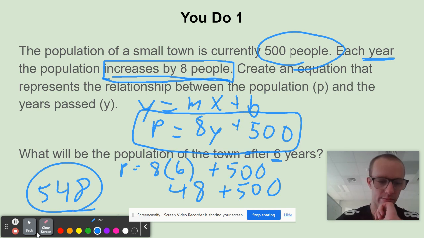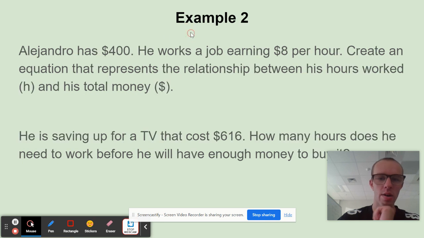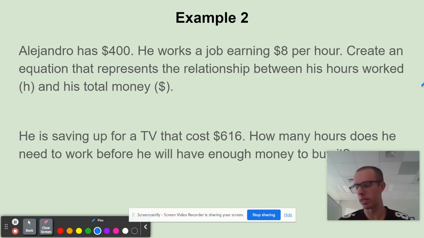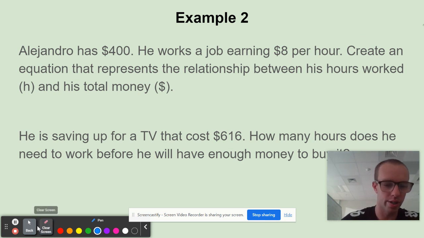All right. Hopefully you got that correct. We're going to add only a small twist to this one, so pay close attention. Alejandro has $400. He works a job earning $8 per hour. Create an equation that represents the relationship between his hours worked, H, and his total money, in dollars. All right, so again, we're just going to create the model. He makes the same amount per hour, so this is a linear function.